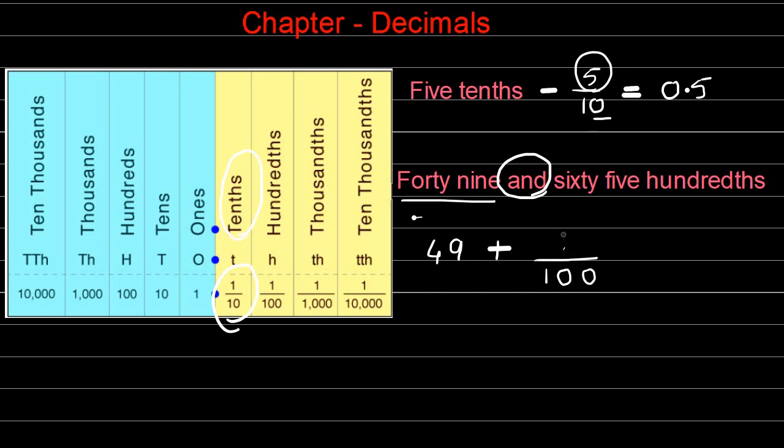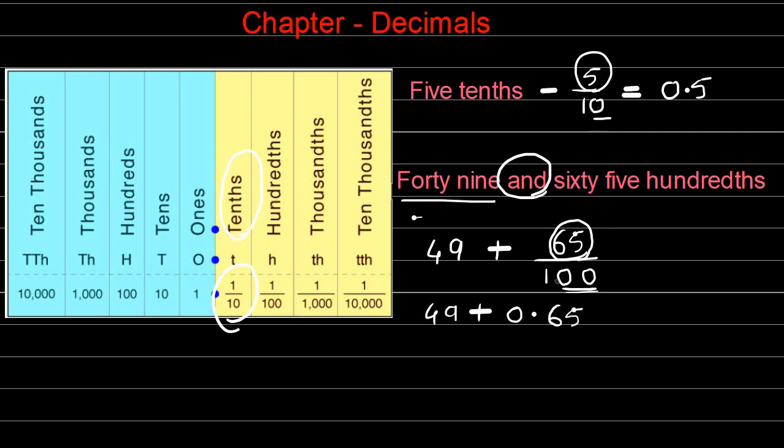Now 6500 can be written as 65 upon 100. Now if you convert this, 49 plus 65 upon 100, how many zeros do we have? We have two zeros. So that means after the decimal point there should be two places. As two places are there and we already have two digits, that is 65, there cannot be any more zeros.